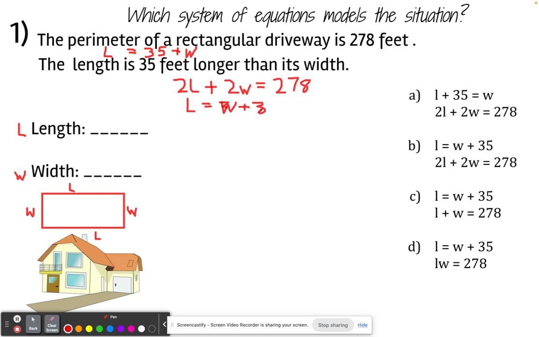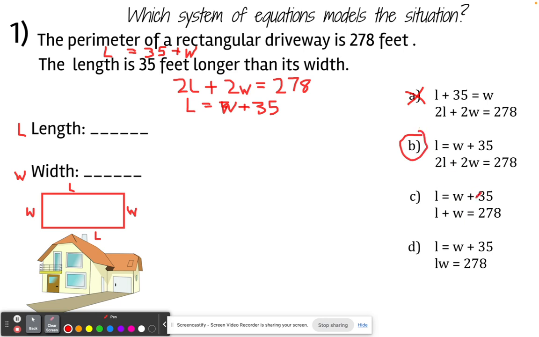Well, let's look at our options over here. I have length plus 35 equals W. Well, no, it's W plus 35 equals length, so that doesn't work. This one says length equals W plus 35. That works. And 2L plus 2W equals 278. That looks good. Let's look at the other ones just to make sure, though.